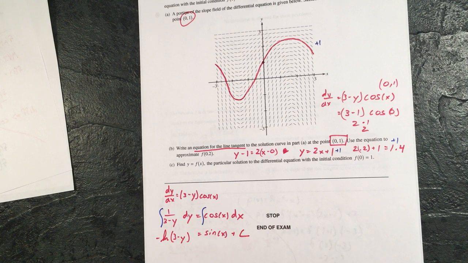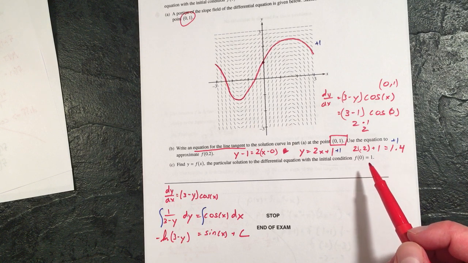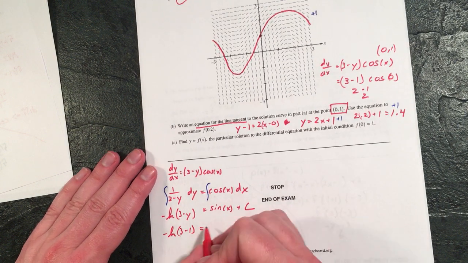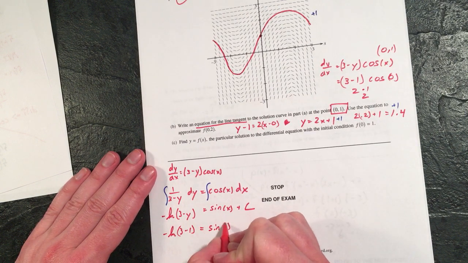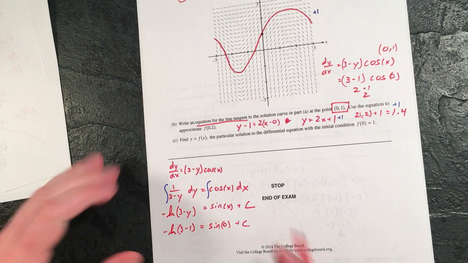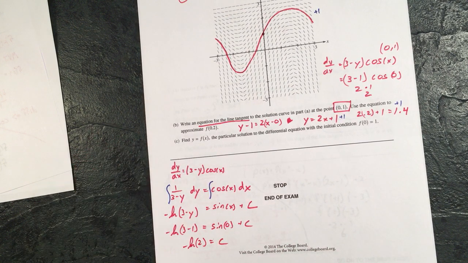Okay, once we're here, let's use that initial condition to find out what the c is. So we have negative ln of 3 minus 1 equals sine of 0. Sine of 0, yet again, let's ask Ramalan. He actually gets this one right, surprising even himself here. And we get that c is just going to equal negative ln of 2.